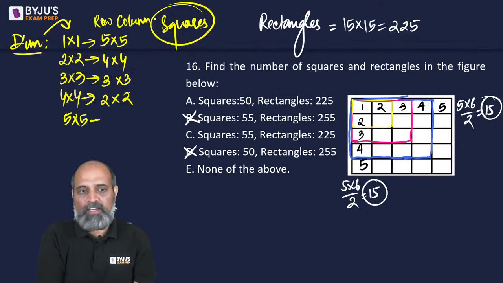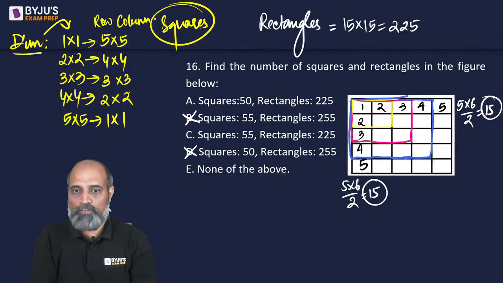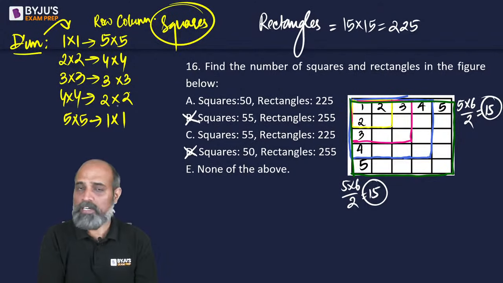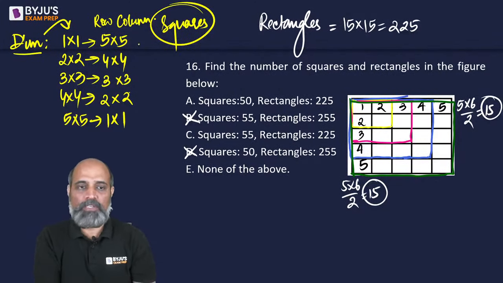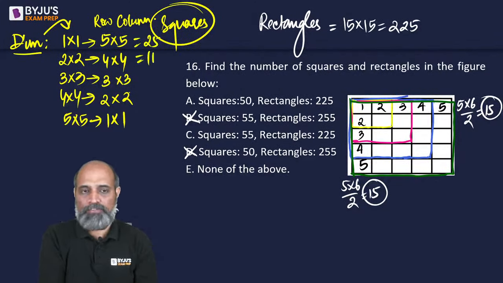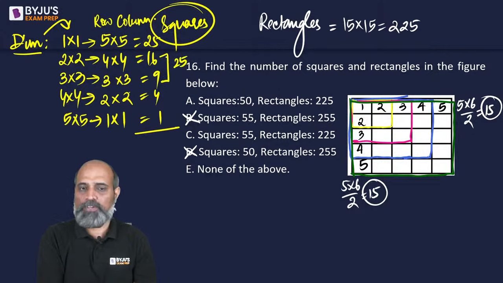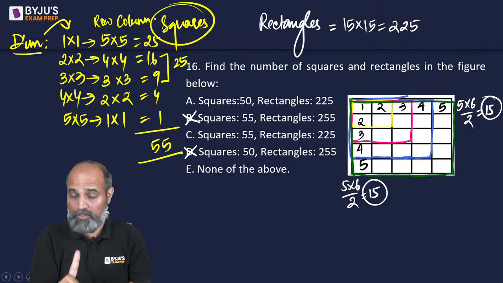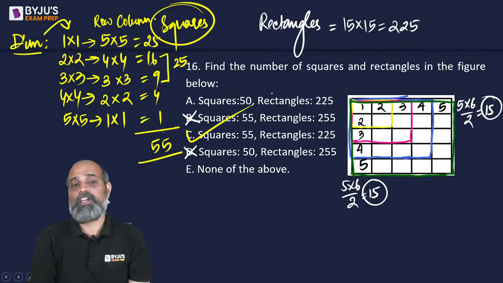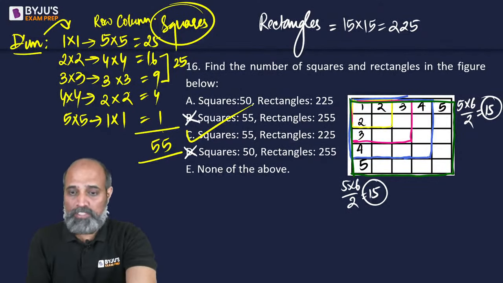5 into 5 वाले का number of squares 1 into 1 होंगे. बोले तो what do we mean by this, 5 by 5 का एक ही बनेगा ना square. 1 into 1 is 1. Now what you do is you calculate all of this and you add 25, 16, 9, 4 and 1. So 16 plus 9 is another 25, 25, 25, 4 and 1. This is 55. So we have 55 squares overall and 225 rectangles. So C is our answer.